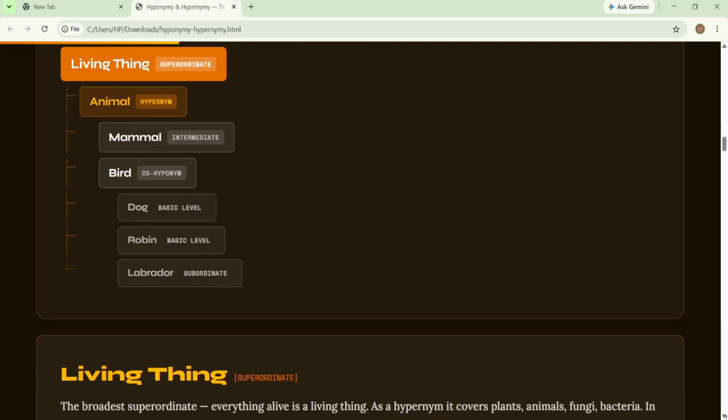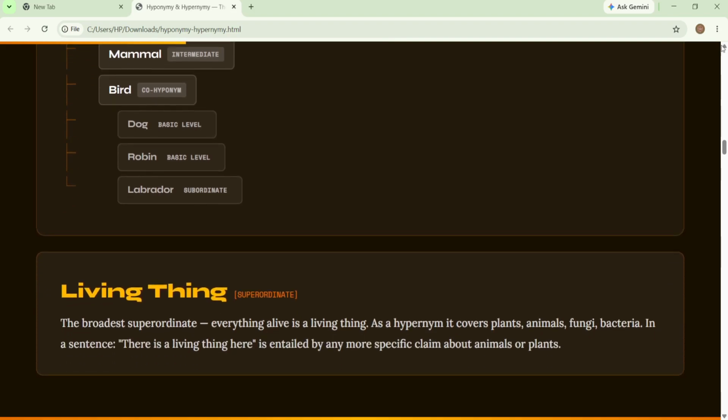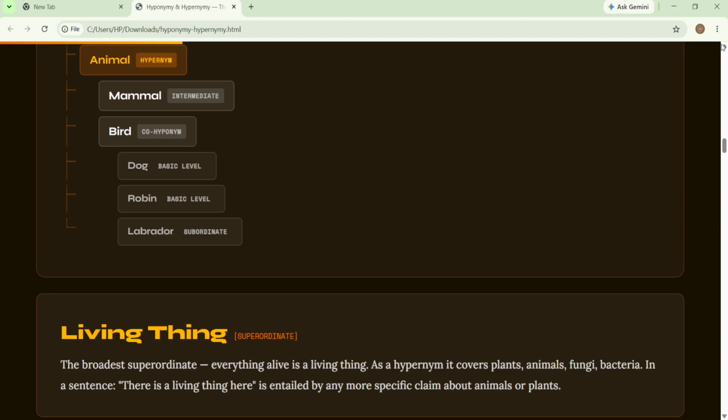We have clicked living things first. Living things, so superordinate, the broadest superordinate. Everything alive is a living thing. As a hypernym, it covers plants, animals, fungi, bacteria. In a sentence, "there is a living thing there" is entailed by any more specific claim about animals or plants.